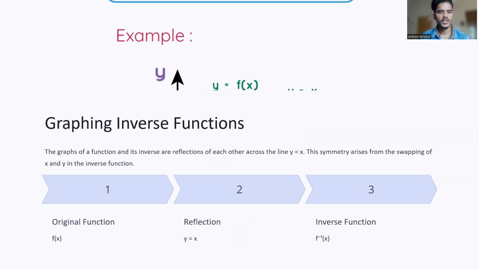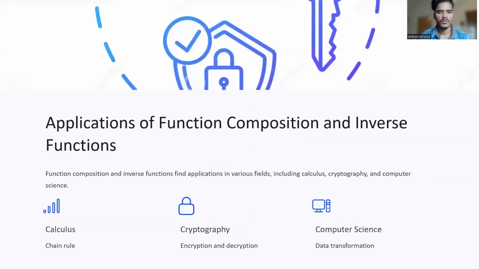Graphing inverse functions. The graphs of a function and its inverse are reflections of each other across the line y equals x. This symmetry arises from the swapping of x and y in the inverse function. So the original function is f of x, its line of reflection is y equals x, and the inverse function is f inverse of x.